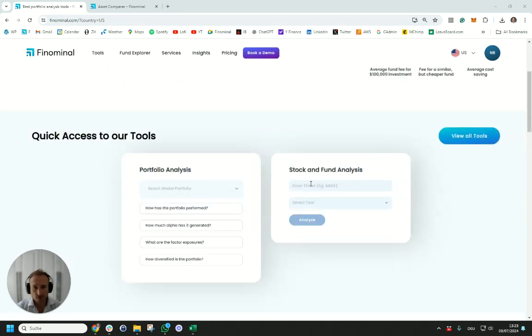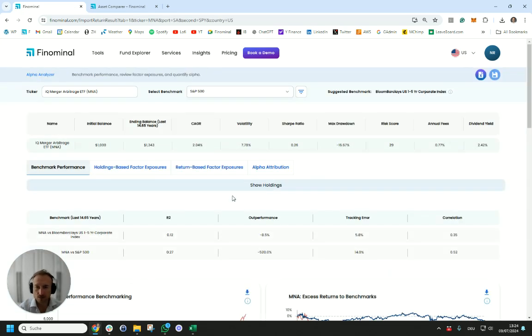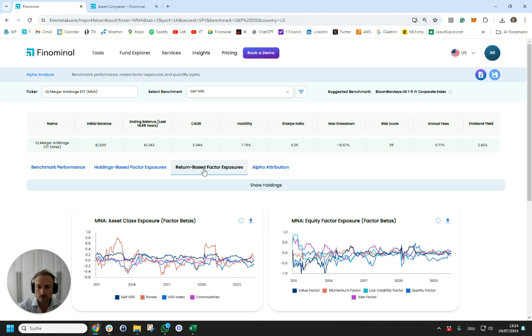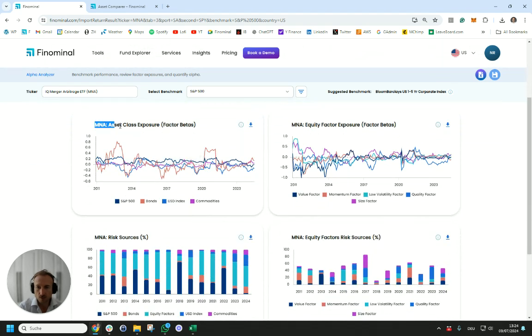So let's have a look at MNA in terms of what have been the drivers of performance and of risk. And we're going to use our Alpha Analyzer tool for that and run a returns-based factor exposure analysis. Now, what we can see over here is the factor betas over time. And this product has more than a 10-year track record to the major asset classes. Now, what we see effectively is that the exposure to the S&P 500, bonds, the US dollar index, commodities was close to zero, as expected. But be aware, not exactly zero.